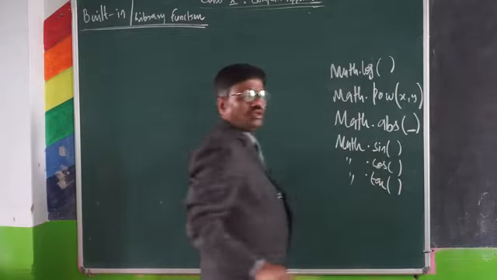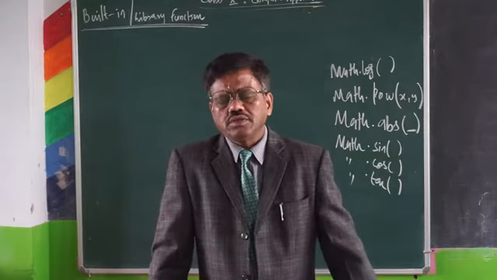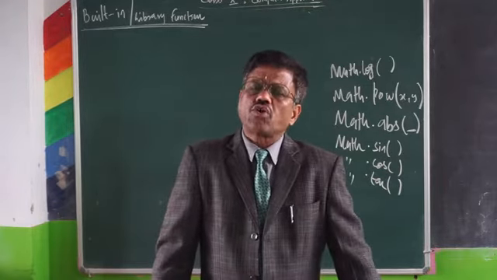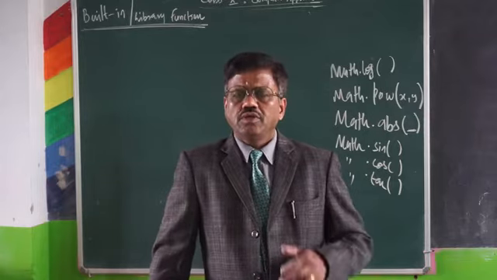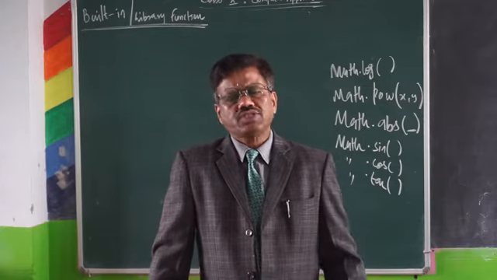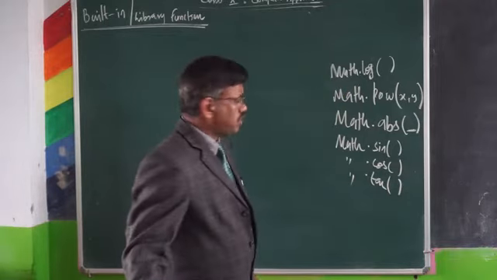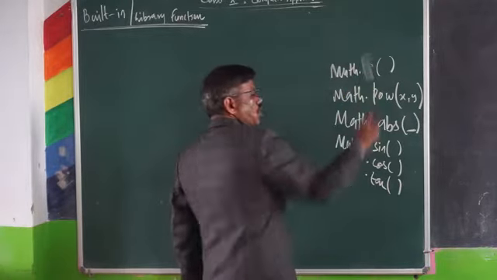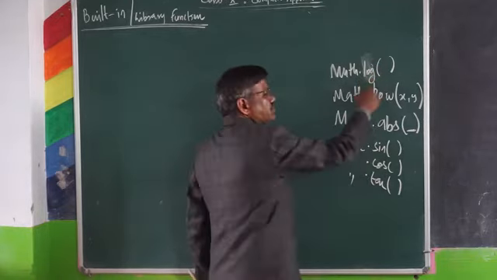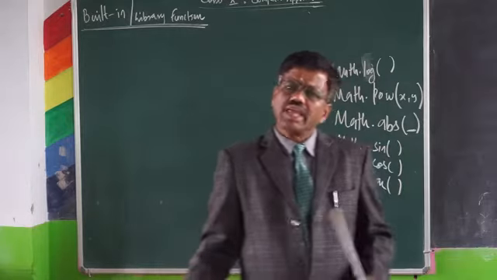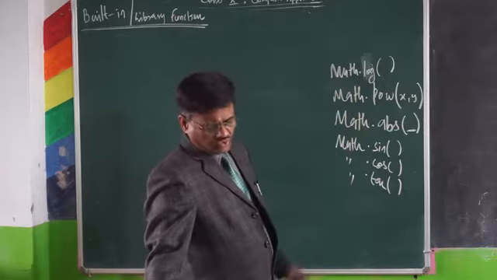Then, Math.log for the logarithmic value. There are two logarithms, as you all know. One is called the natural logarithm, another is called the common logarithm. In short, log base e and log base 10. What you use at school level is log base 10, the common logarithm. Whenever you use the natural logarithm, log base e, Math.log talks about the natural logarithm. If you want log base 10, you have to write Math.log10.